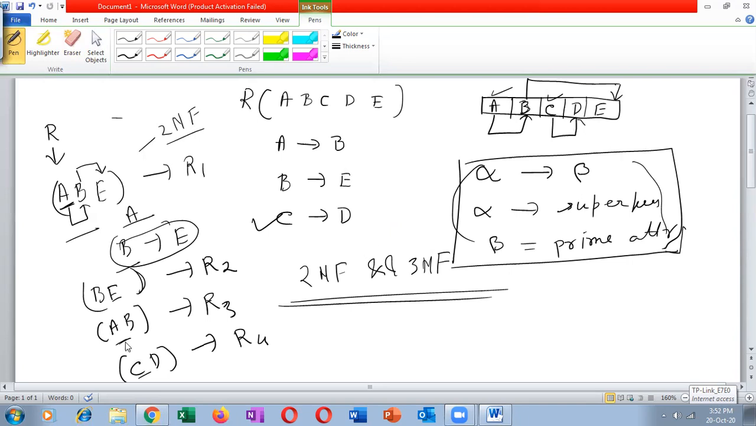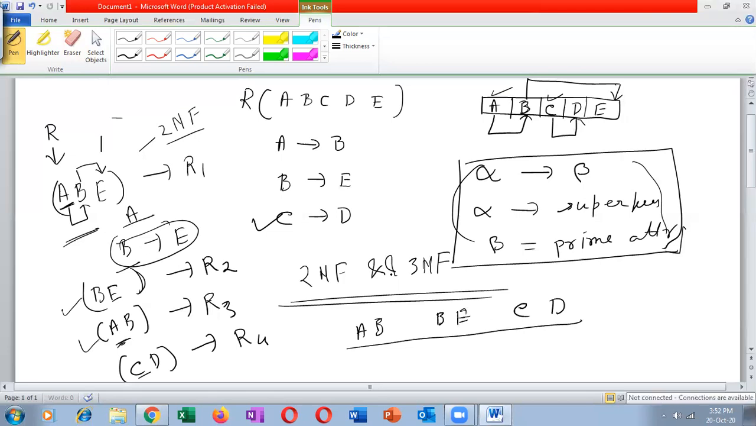So that means finally I form these four tables. One is, here A is the candidate key. Now this table is decomposed into AB and BE and CD. Okay. So these three are done.